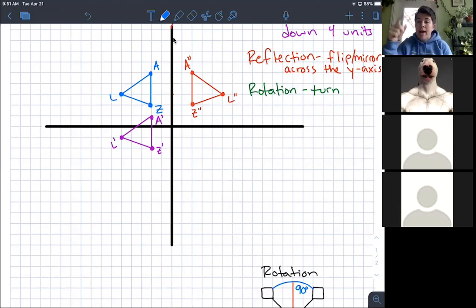Since y'all don't have tracing paper at home, and I don't know who has graph paper at home, for rotation I'm not going to actually ask you to rotate a shape. I'm just going to ask you to look at a shape on a graph and say, that shape has been rotated 180 degrees, or that shape has been rotated 90 degrees. So that's what I want you to be able to do.